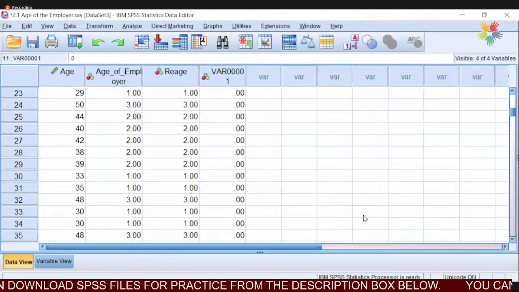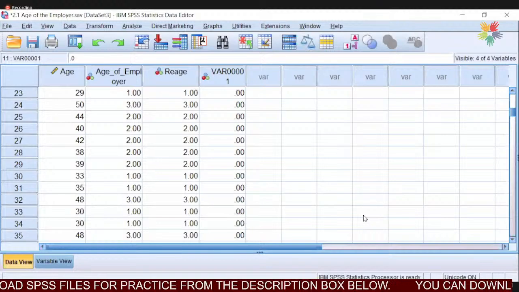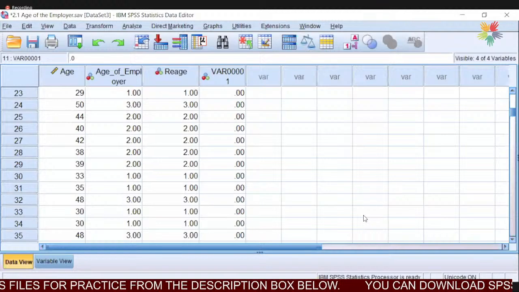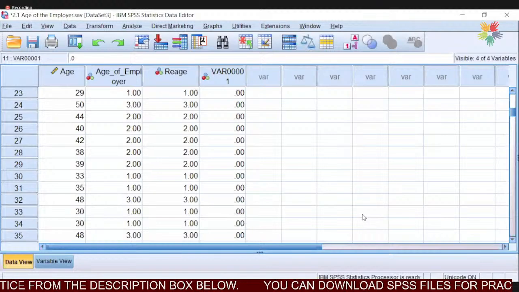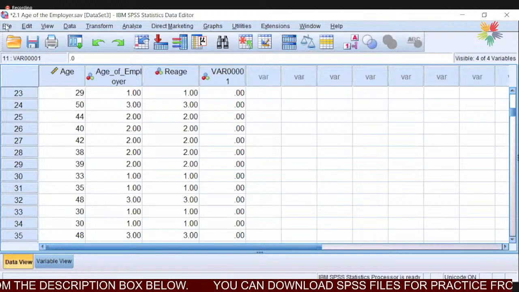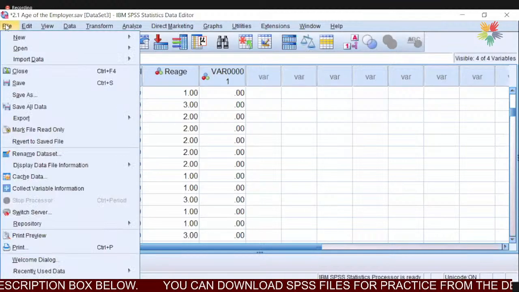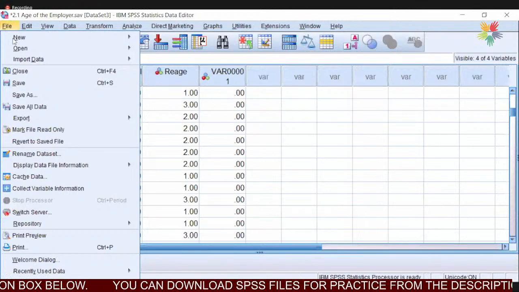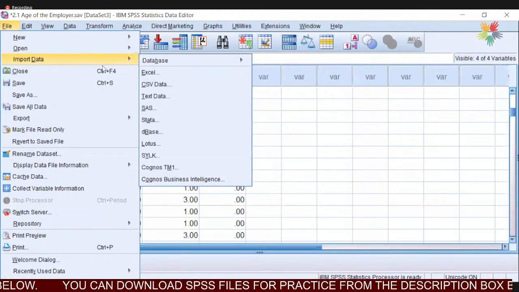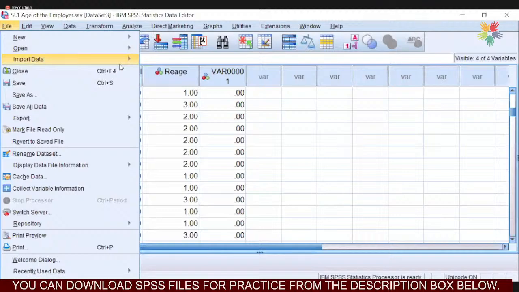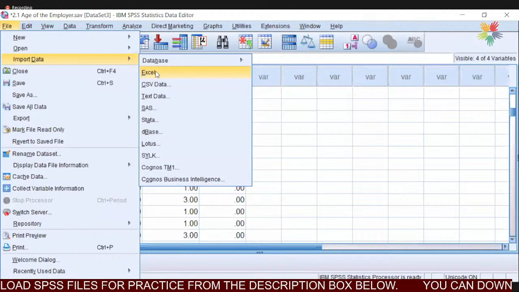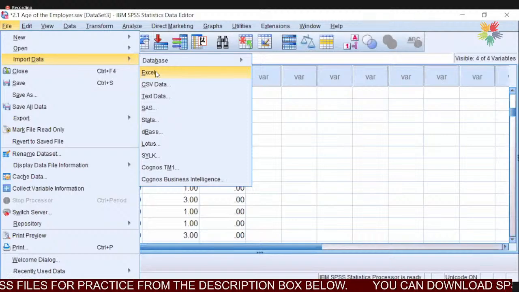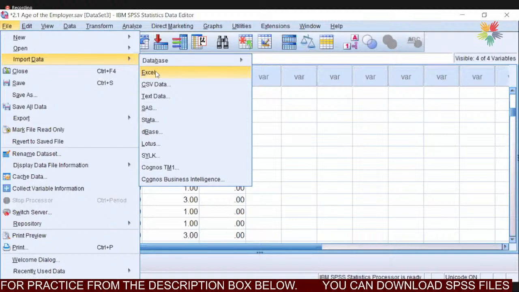Yes, madam. Sir, I have entered my data in an Excel sheet. Can I take the Excel sheet into SPSS? Is it possible? Yes, sir. Here, File, Input, Excel. The Excel file can be imported by using this one. So the Excel file will come here.